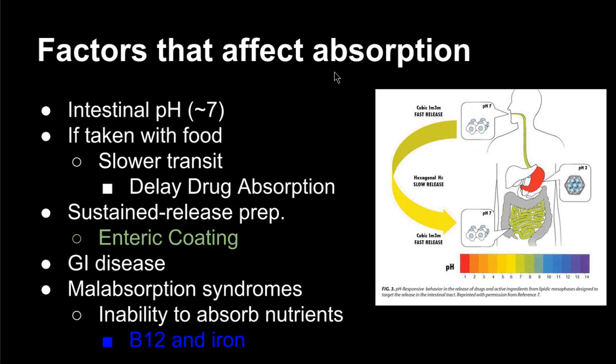If you have gastrointestinal diseases, we'll talk a lot about those, or inability to uptake the drug, malabsorption syndromes. Some common ones involve the inability to absorb nutrients like vitamin B12 and iron.